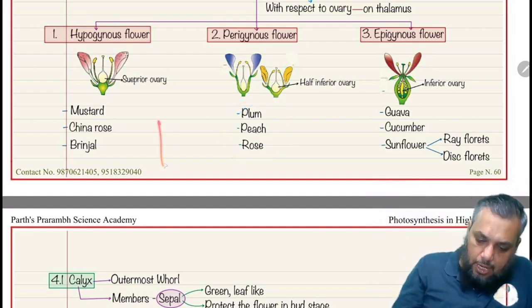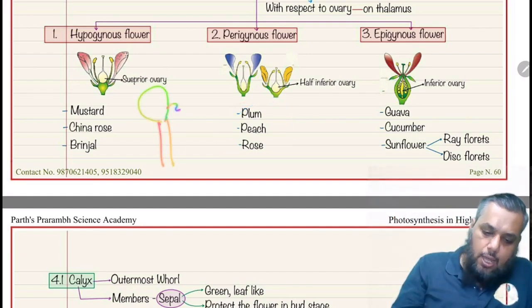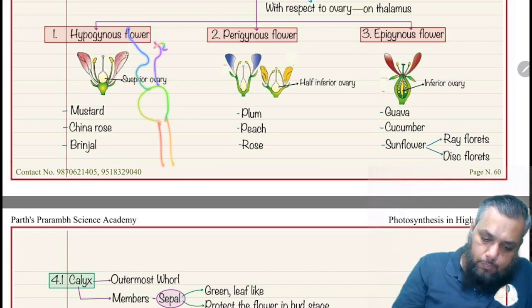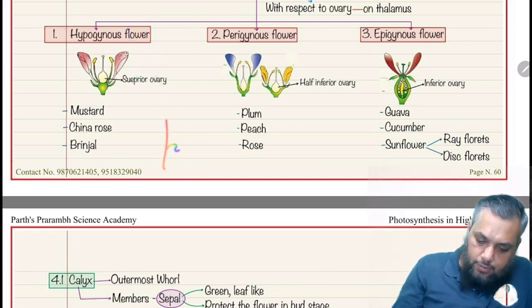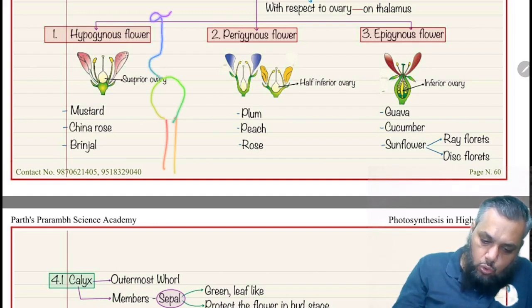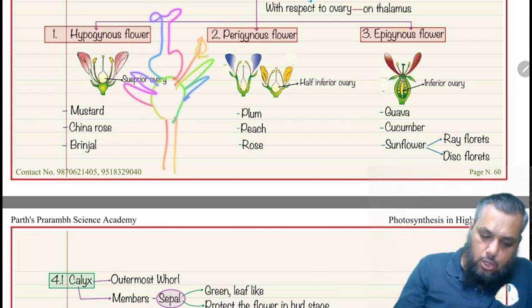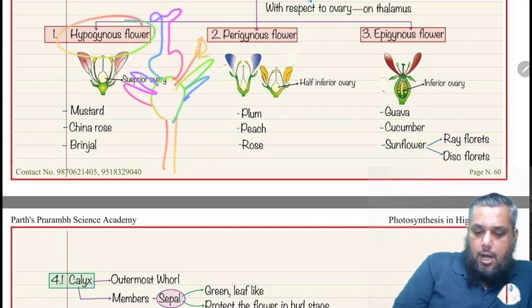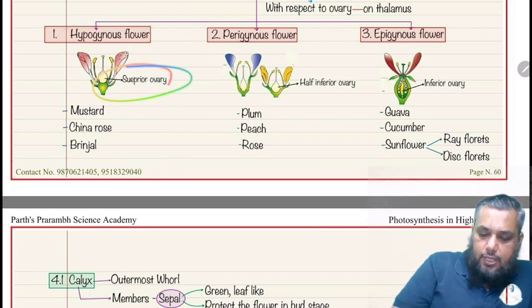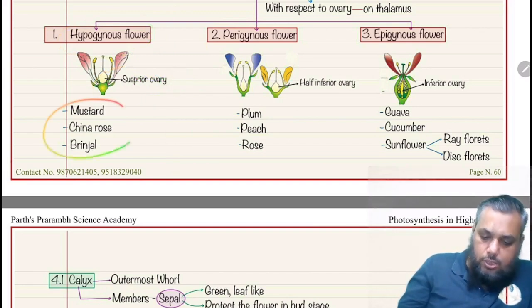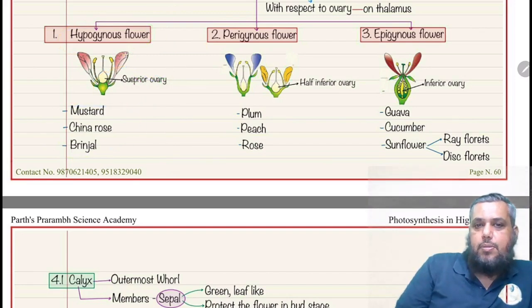Okay, but if the thalamus is convex and you have the ovary at the top, so it's a superior ovary and the whole flower is below it, then we call the flower hypogynous. Its ovary is superior. Mustard, China rose, brinjal are examples.